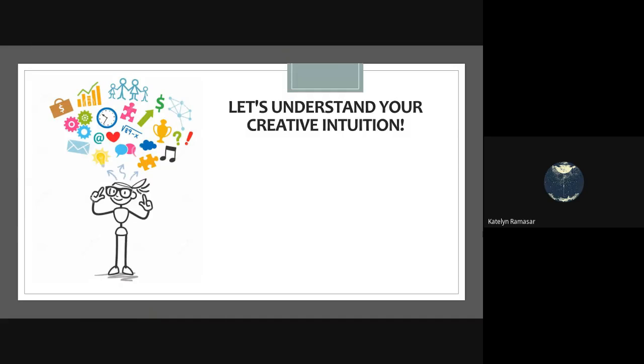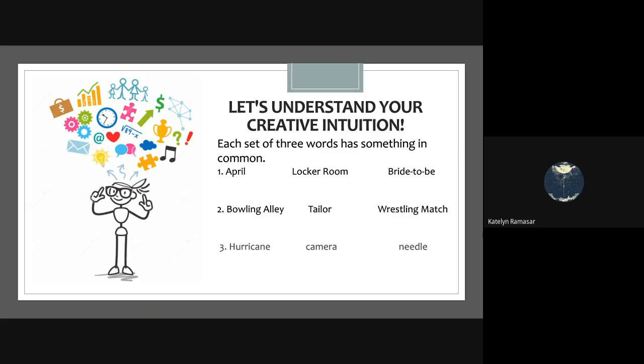Let's understand your creative intuition. So we're going to play a little game. It's a mind game. Please try. Each set of three words has something in common. Let's do the first one. Anybody could figure out what is the common factor in number one?